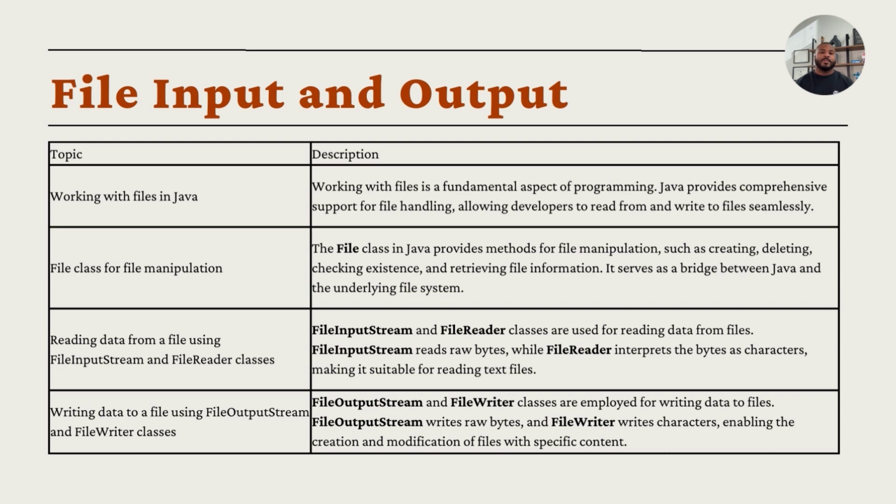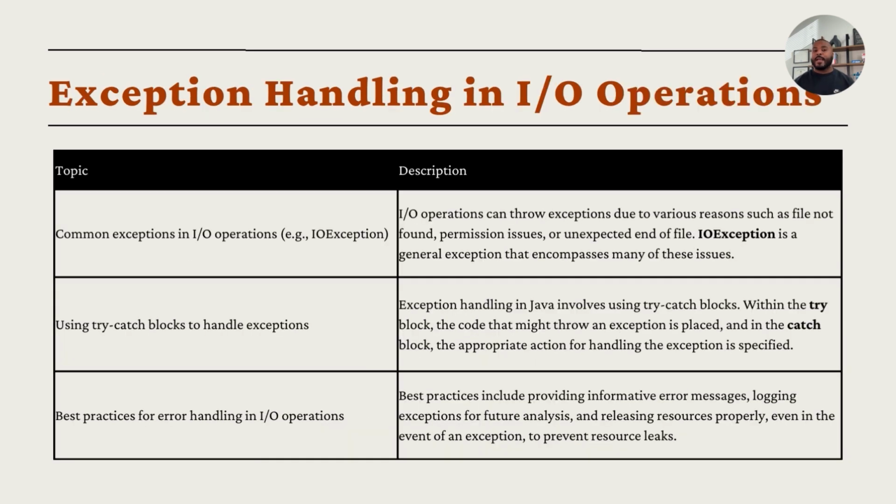The file output stream writes raw bytes, allowing developers to create or modify files with specific binary content. File reader, on the other hand, writes characters, enabling the creation and modification of text files that you and I could read. With IO operations, exception handling is crucial as it ensures that programs gracefully handle unexpected situations. So, firstly, understanding common exceptions in IO operations is essential.